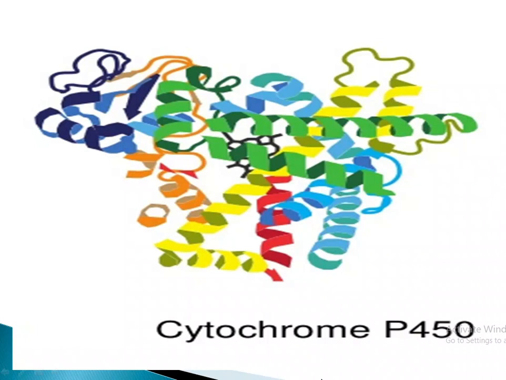Cytochrome P450 is so named because it absorbs light maximally at 450 nanometers when complexed with carbon monoxide in vitro. They are also called monooxygenases.